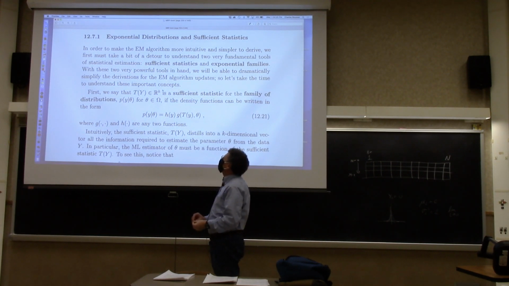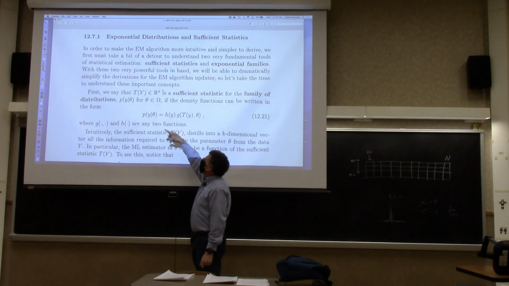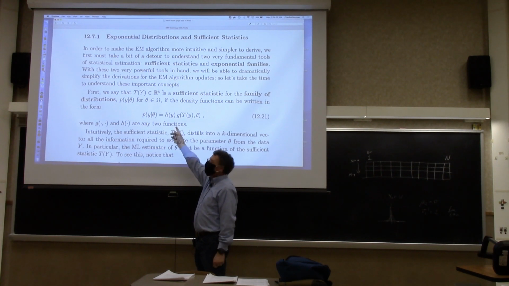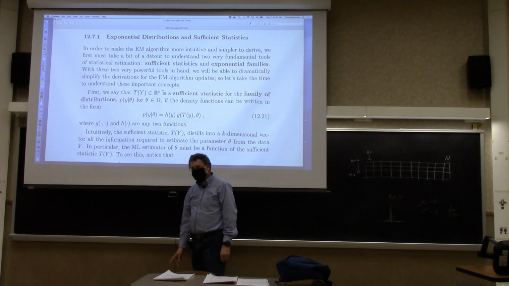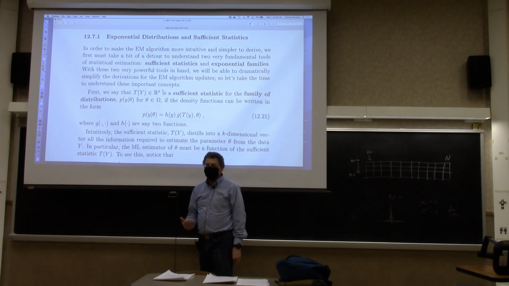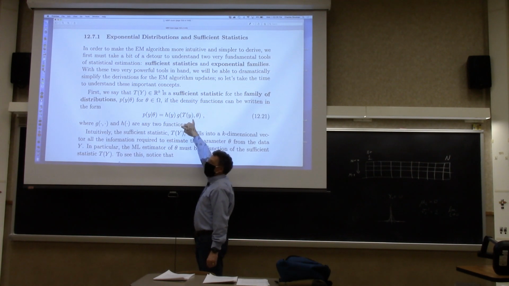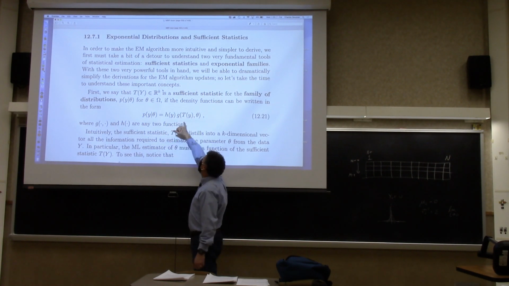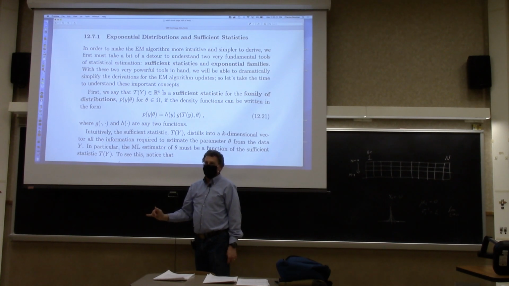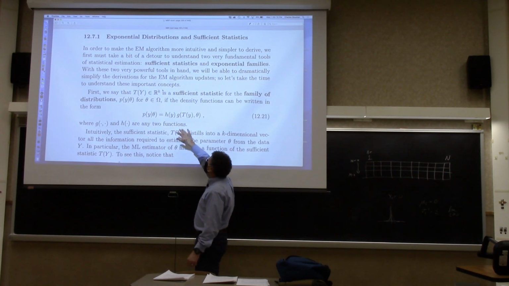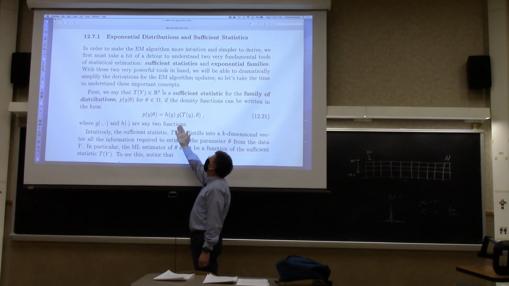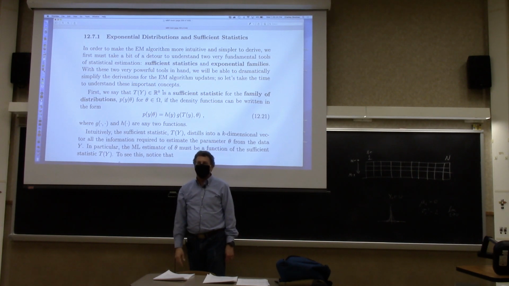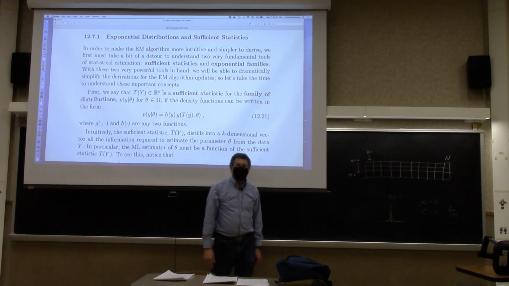Okay, so exponential distribution. This is a sufficient statistic. A statistic is any function of the data, and the statistic here would be t. The data here is y, and theta is the parameters. So t of y is the statistic. If you can write the probability density function in this form, then you say that t is a sufficient statistic for theta, given this distribution.